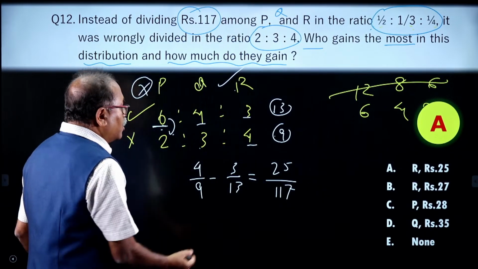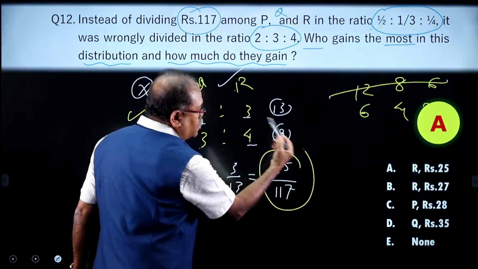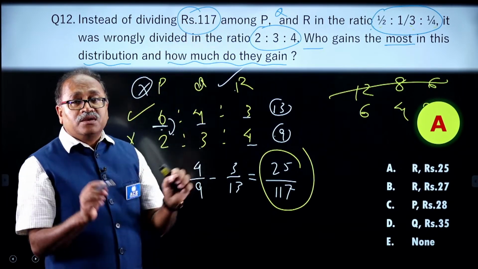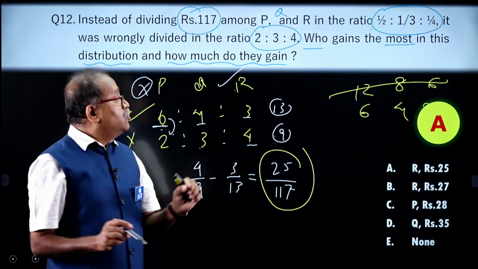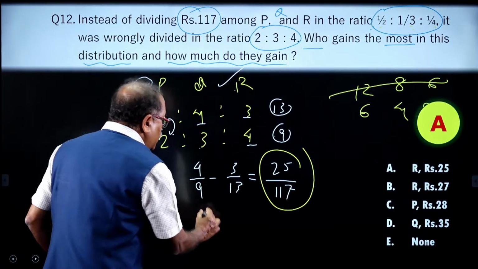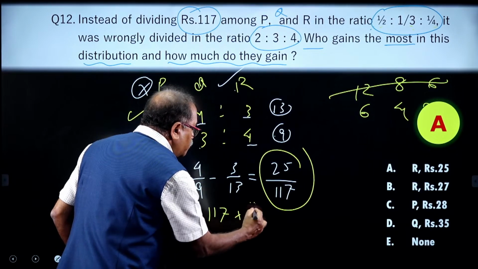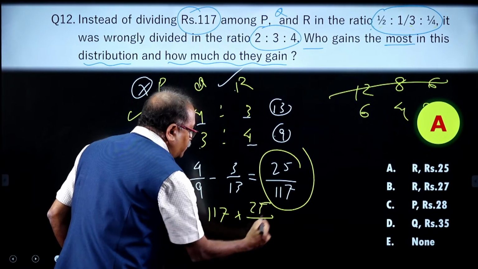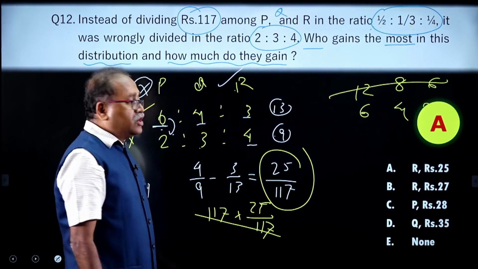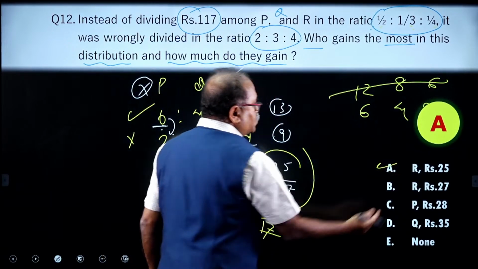So how much does he gain? 25 parts out of 117 parts. What is the total money? 117. Who gains the maximum? R. How much does R gain? That is 117 into 25 by 117. This gets cancelled, 25. Therefore, R is gaining the maximum, that's 25.